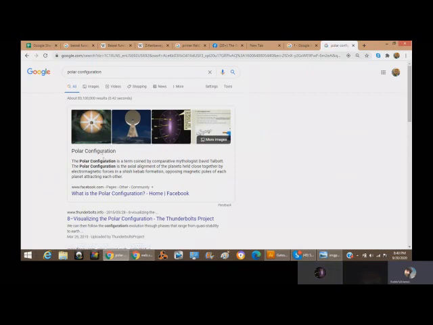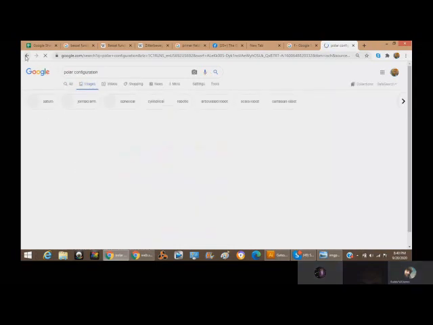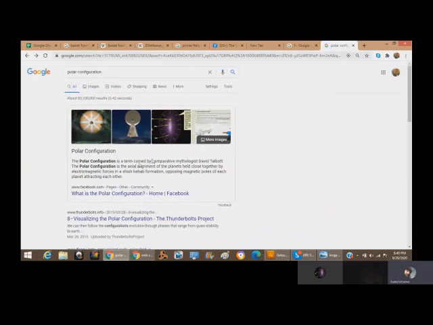Okay, so the polar configuration is a term coined by that middle picture right there. That is your column of smoke. Well, let me read what it says here real quick. The polar configuration is a term coined by comparative mythologist David Talbot. Had the pleasure of meeting him, and not to toot my own horn, but great guy, and I can't give him enough love for starting the Thunderbolts project, along with Wall and many others. The polar configuration is the axial alignment of the planets held close together by electromagnetic forces in a shish kebab formation. Opposing magnetic poles of each planet attracting each other.